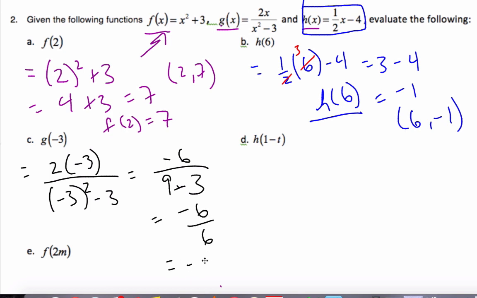I can do that one. That's just negative 1. And so g at negative 3 is negative 1.